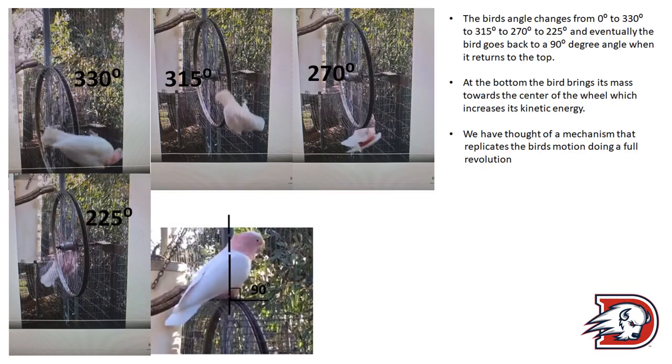At the bottom of the wheel, the bird tucks its body in as if it's surrounding the wheel. The bird brings its mass towards the center of the wheel, which increases its kinetic energy and further allows the bird to get back up the other side.